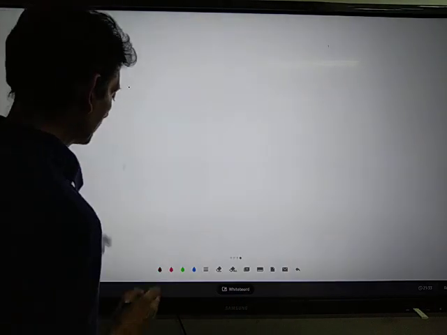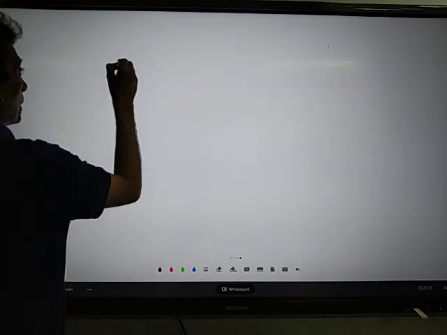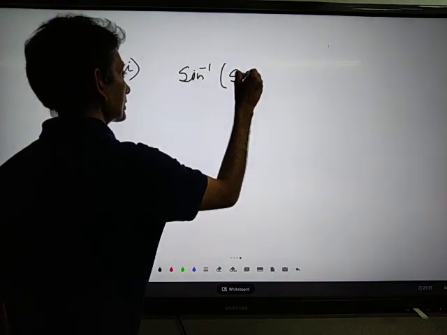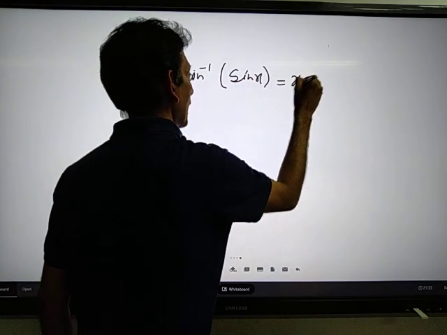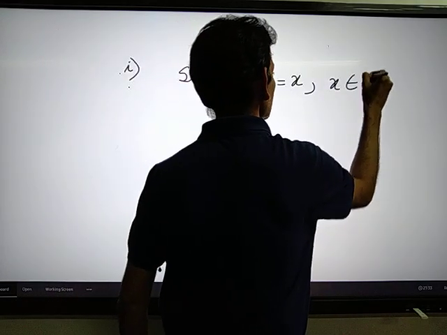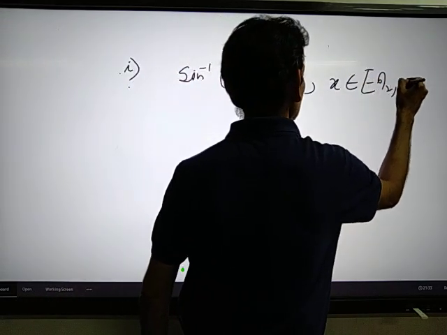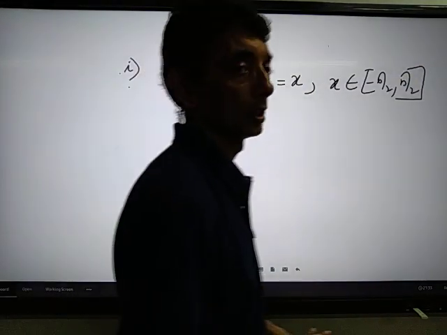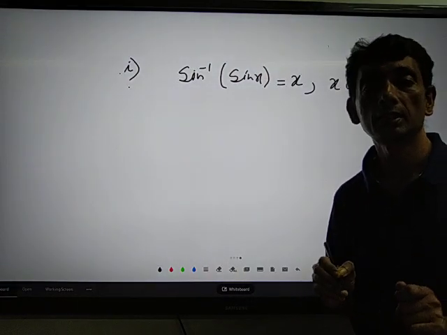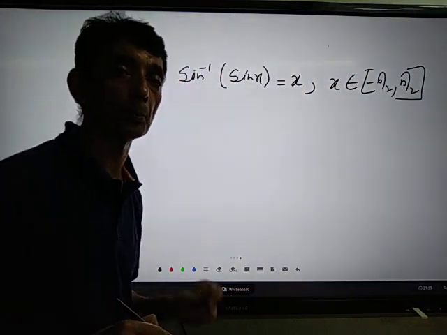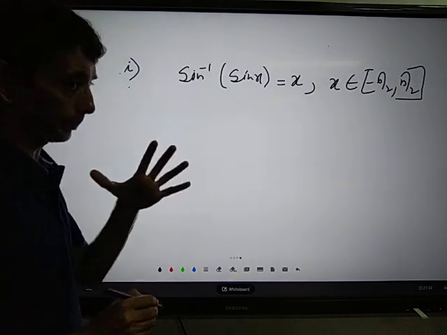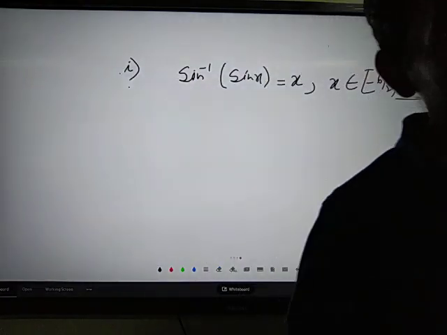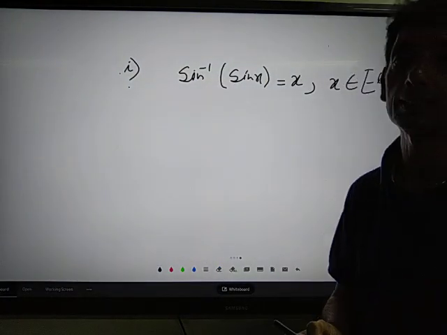Okay, first, property 1, sine inverse sine x equal to x for x belongs to minus pi by 2 to plus pi by 2. To prove this property, we are going to use the important property of bijective functions. I hope you remember this important property, which we have discussed in the previous class also.